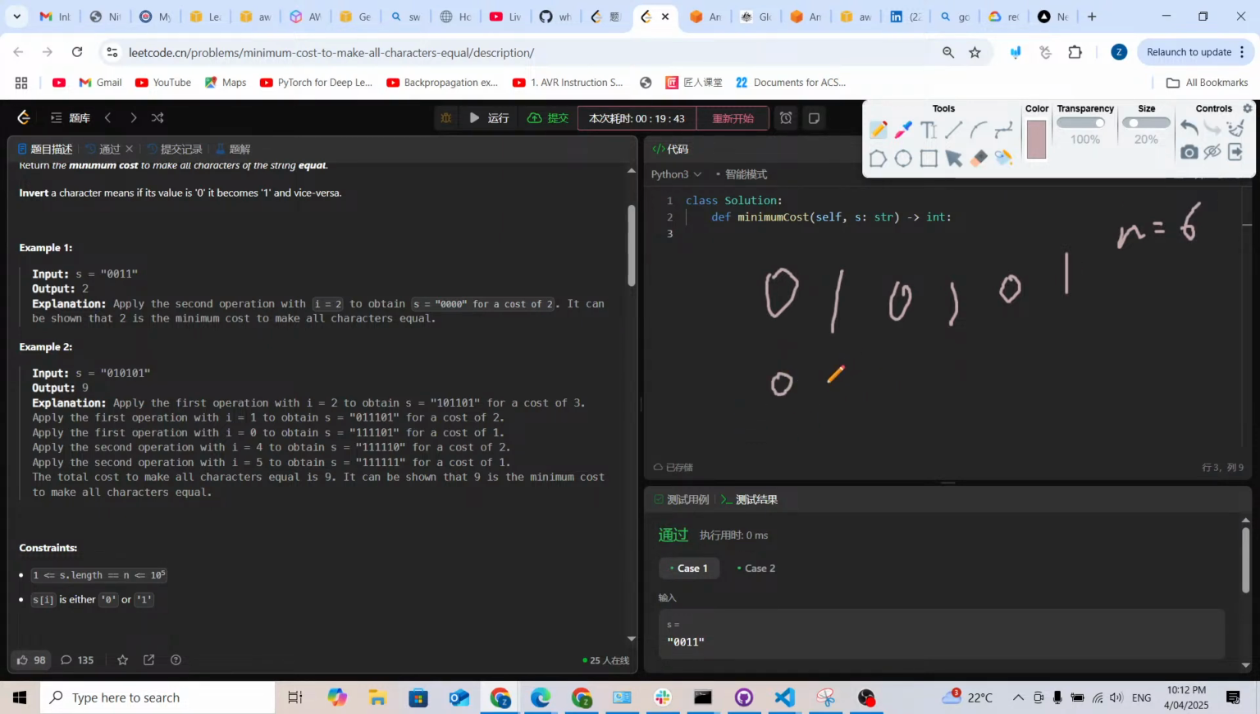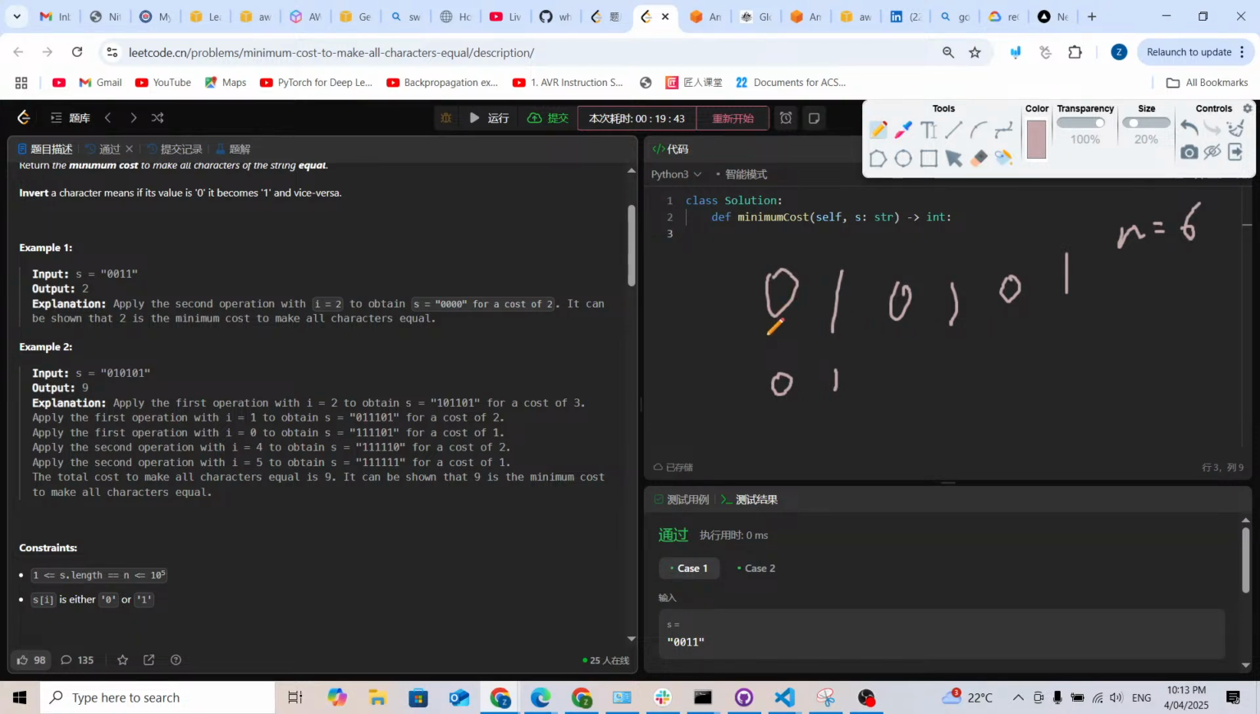So from index 0 to index 1, now we're going to check those two characters, 0 and 1. They are not equal. Now we can have two decisions. We can turn this 0 to 1, or we can turn this 1 to 0. But which one are we going to choose?